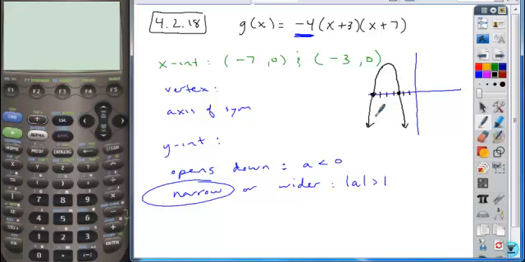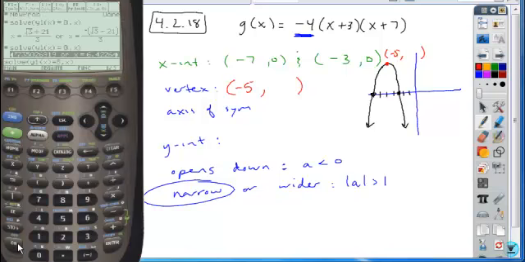Okay, so what we could do is next find the vertex. If you wanted to do this by hand, the vertex is simply going to have an x-coordinate that is the average of the two x-intercepts coordinates. So if you add these together, -7 plus -3 is -10. Cut that in half is -5. That means that the x-coordinate of your vertex is -5. Okay? Now, you don't have to do this by hand, and I would probably encourage you not to. It's easier just to do it the same way with your calculator.